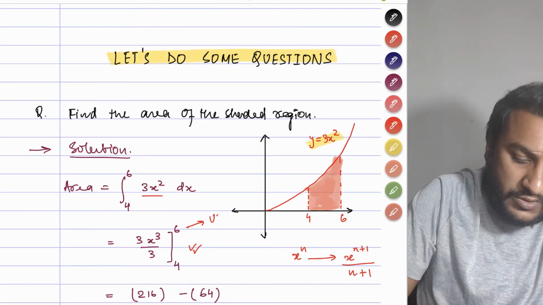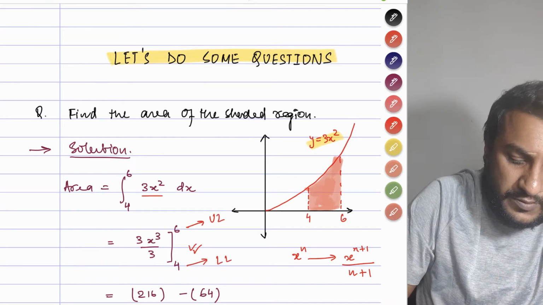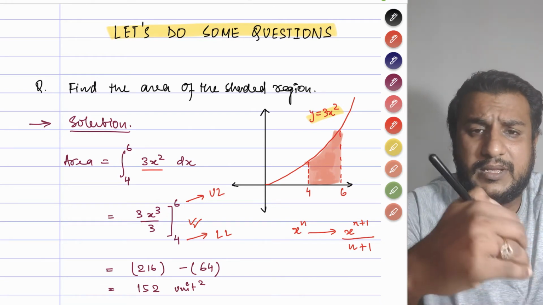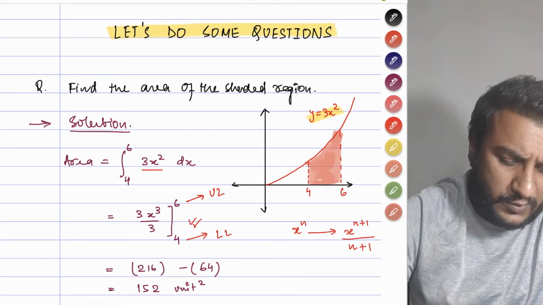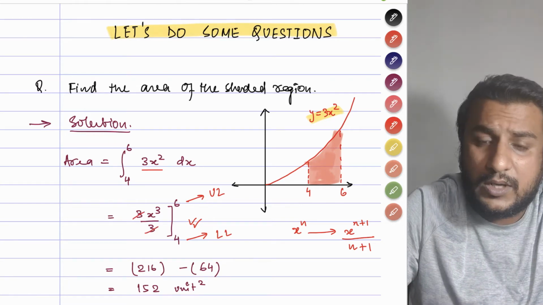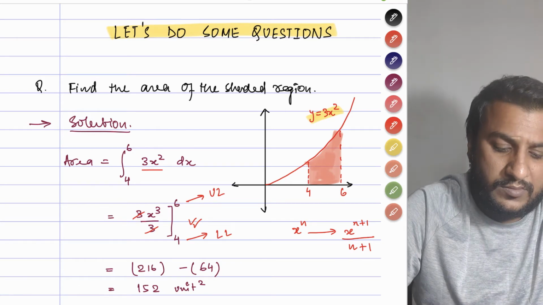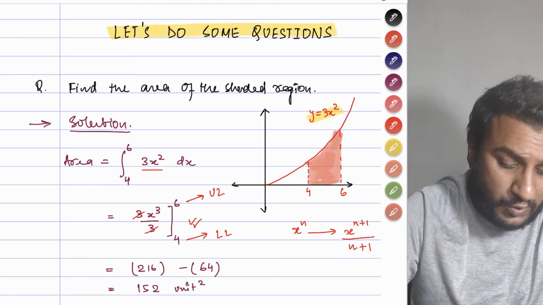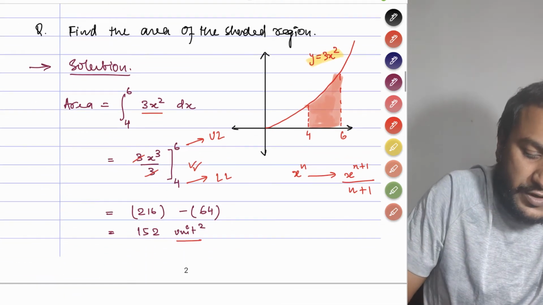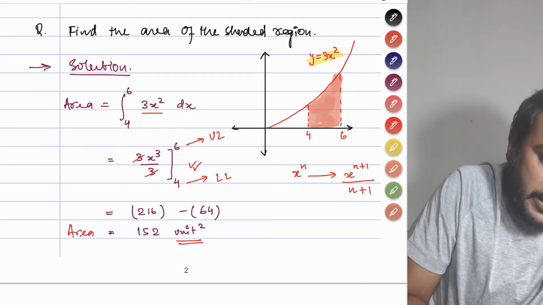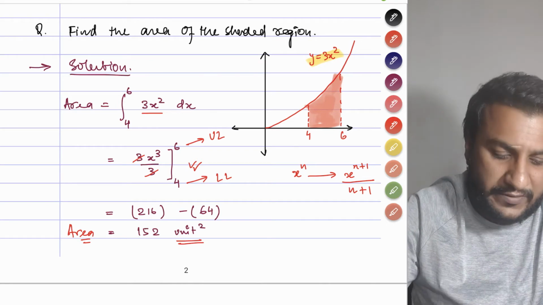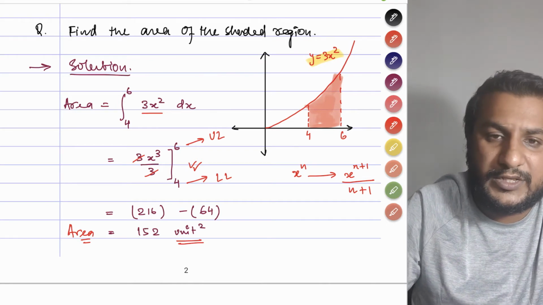The 6 is my upper limit and this is my lower limit. Always first we put the upper limit, then subtract the lower limit. If you put 6 over here, you can simplify, this 3 and 3 get cancelled out. So x cube means 6 cube is 216, minus 4 cube, which is 64, and simplifying gives the answer as 152 unit square. Since we are working with area, the unit of area is always square unit, so the unit would be unit square.